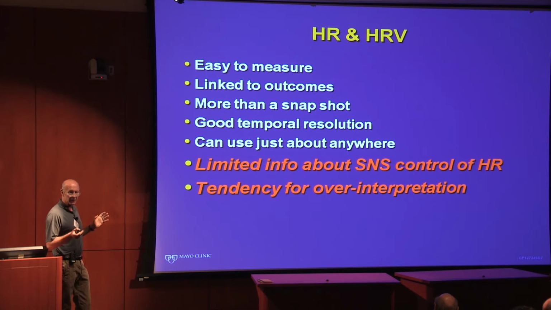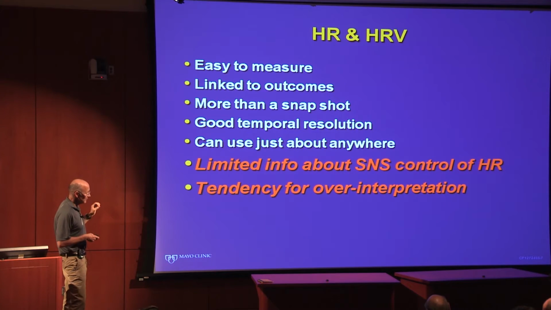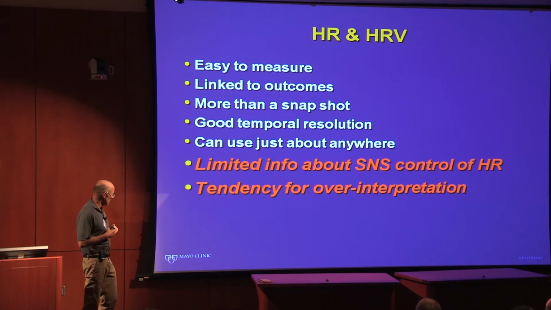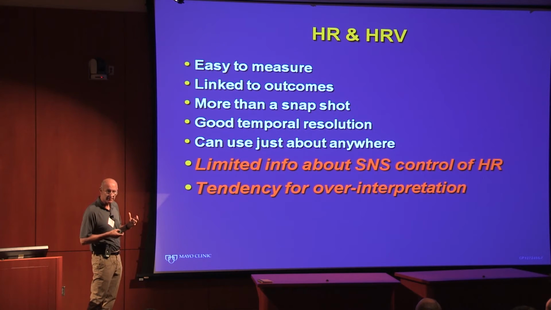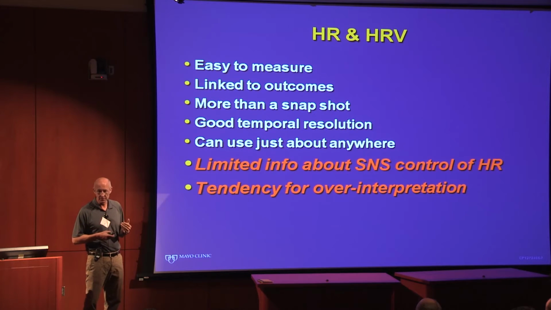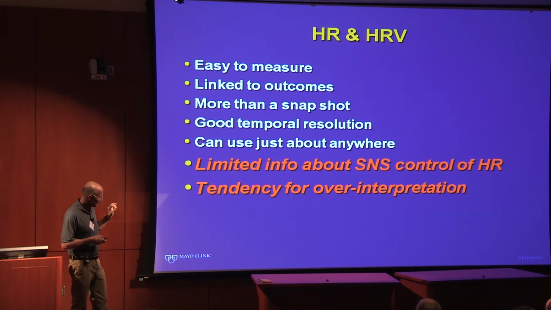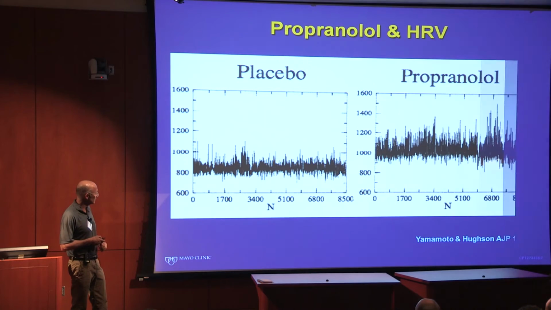can use just about anywhere, anytime, doing just about anything. But I would argue that it has limited information, not about parasympathetic control of heart rate, but sympathetic control of heart rate. And because it is so easy to measure, and because we all like to do math and collect data, there's a tendency for people to vastly overinterpret this. This sort of data, any way it can be interpreted, it has been interpreted.